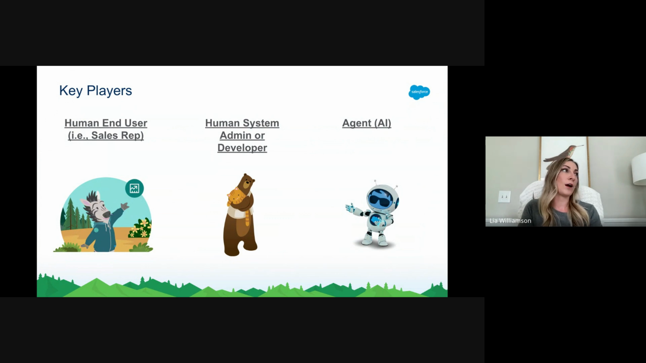So in the example we'll walk through, we will have our human end user, in this case a sales rep. So it'll be Ziggy. And then we'll also have our human system administrator or developer, Cody. It's not required to hold a cat while you are setting up an agent, but it is highly desirable. So that's why he's holding a cat there. And then for our agent, we have Astro.